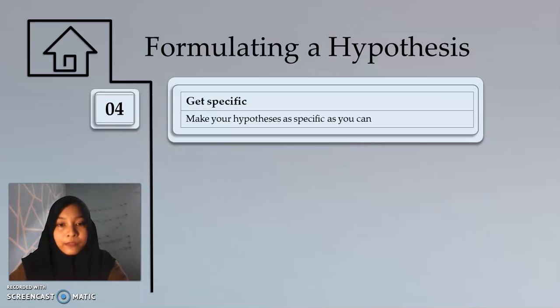Next, get specific. Once you have an initial idea on paper, it's time to start refining. Make your hypothesis as specific as you can, so it's clear exactly what ideas you will be testing, and make your prediction specific and measurable so that they provide evidence of a relationship between the variables.